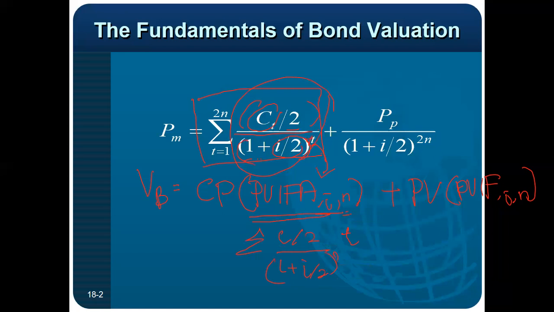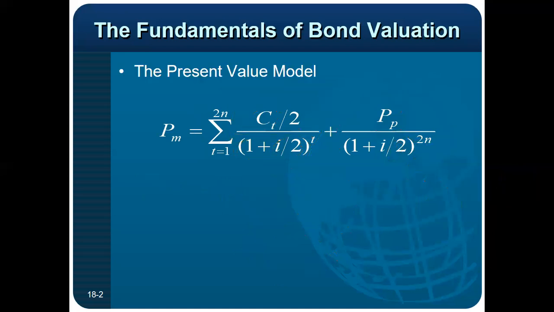Okay, so next is this part. This part is the par value. This is the par value divided by 1 plus I divided by 2 to the power of N, where N is 2 times the years. Okay, so this is the fundamental valuation of bond.